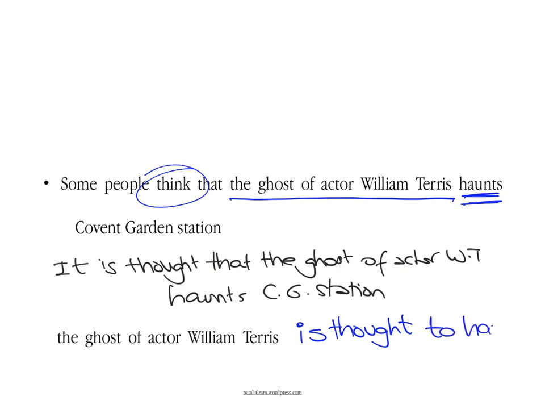To haunt Covent Garden Station. As you can see, both in the previous example and this one, both verbs, the main verb and the second verb, are in the same tense. Both actions are happening at the same time. That's why you make this verb in the passive in whatever tense you need, and then the to infinitive.